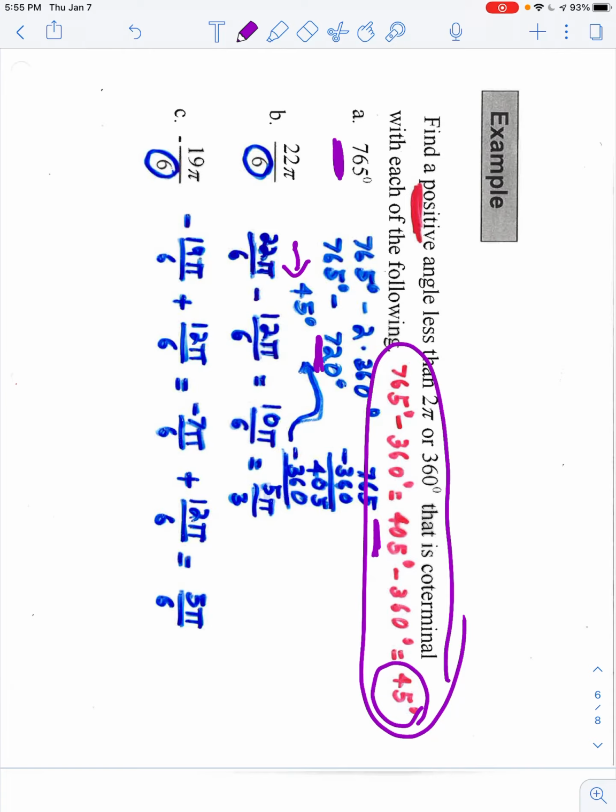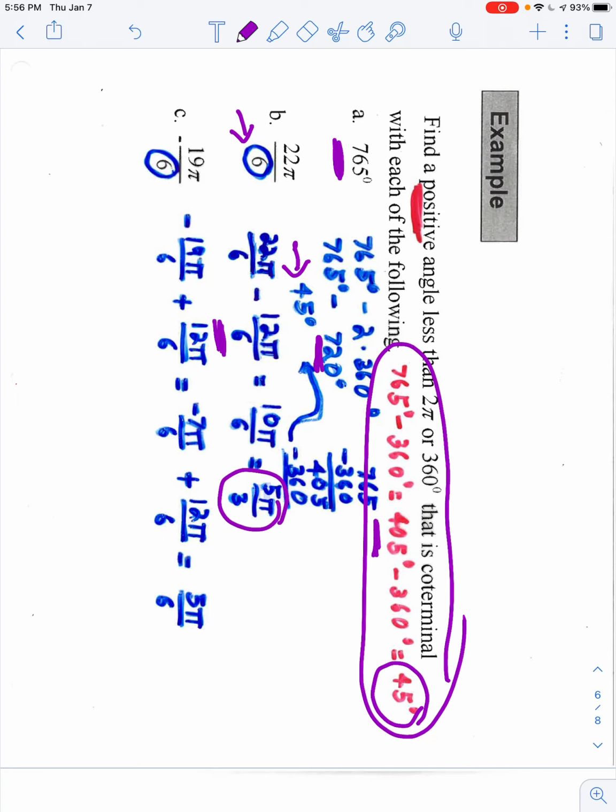How about when it's in radians? Well, 22 pi over 6, we obviously know with a denominator of 6, 12 pi over 6 is 1 revolution, and 22 pi over 6 is obviously more, so we subtract it right here. That gives me 10 pi over 6, which is less than 1 revolution, since the numerator is 10 instead of 12. So all I did was reduce it to 5 pi over 3.